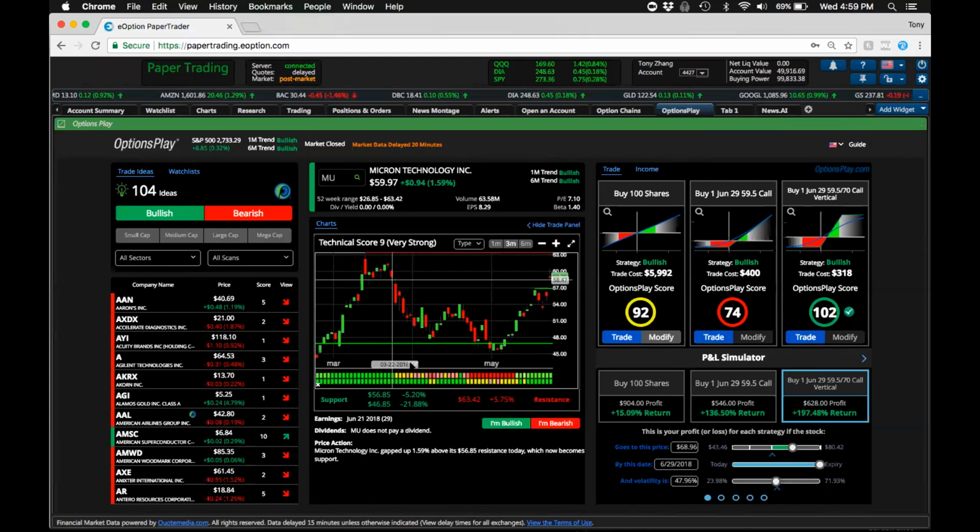Does OptionsPlay provide the next earnings date? Absolutely. It's right here on the bottom of your historical chart. As you can see, it'll tell you when the next earnings date is. It'll even tell you the number of days until that next earnings date.